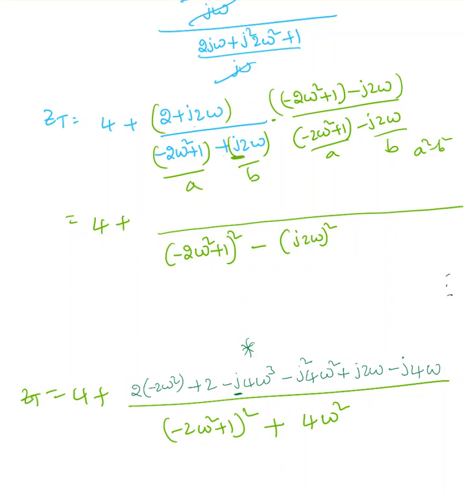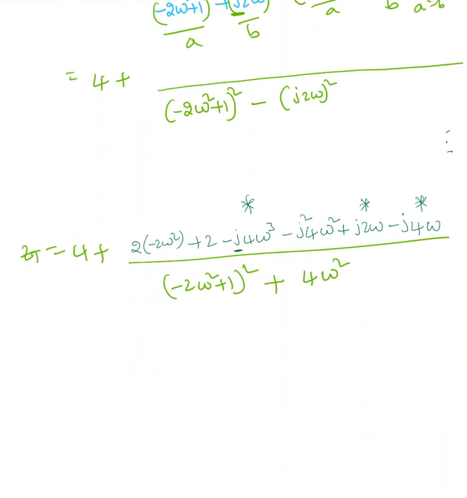Okay, now take the imaginary part. So this one has j, this one has j, this one has j. I'm going to separate them, so that way I can write down the imaginary part and real part. So Z total equals 4 plus, that's a real part, and another real part is minus 4 omega squared plus 2 plus 4 omega squared, because minus j squared is nothing but 1, divided by minus 2 omega squared plus 1 whole squared plus 4 omega squared.